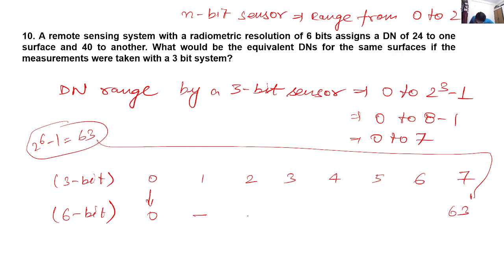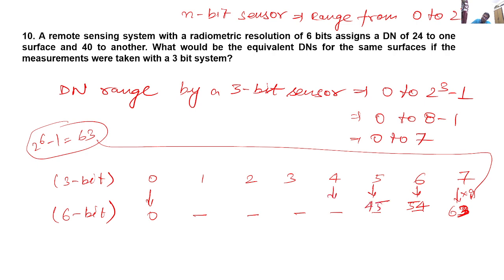You have to fill what these values would be. One way to do it is to just take a ratio. 63 divided by 7 is basically 9. Just multiply it by 9 for each of the cases. 6 times 9 is 54. 5 times 9 is actually 45.